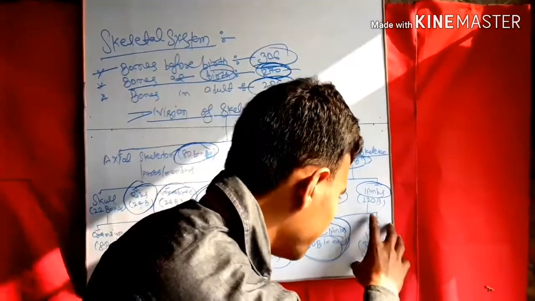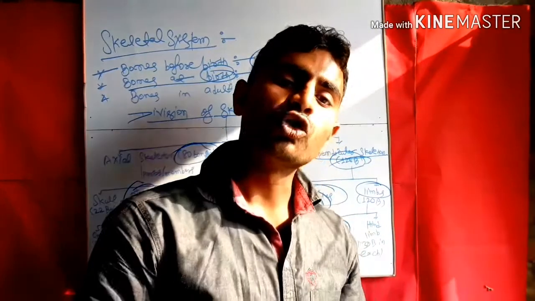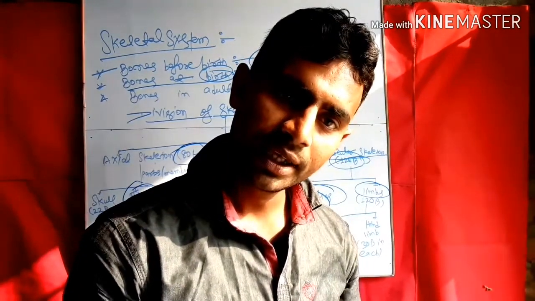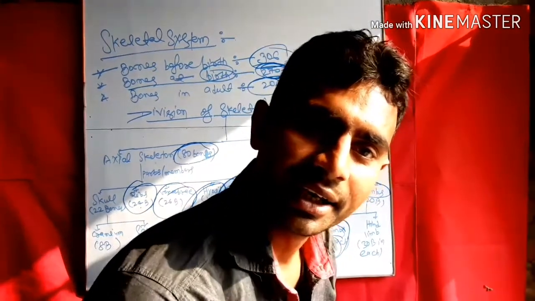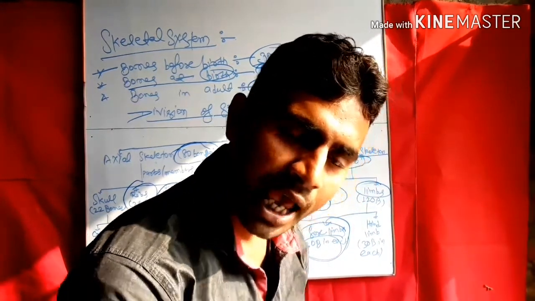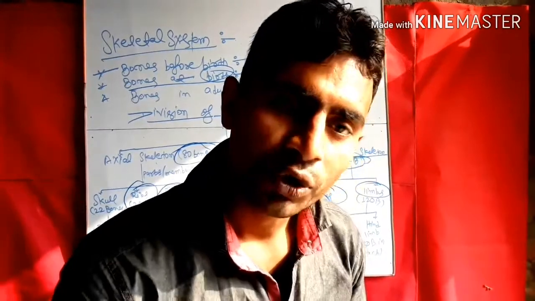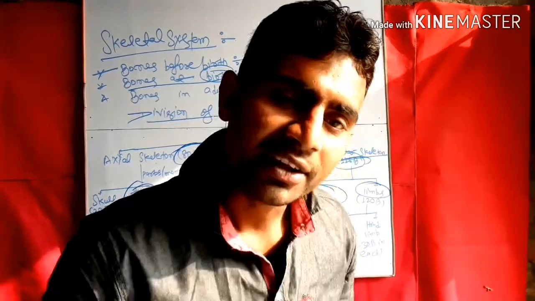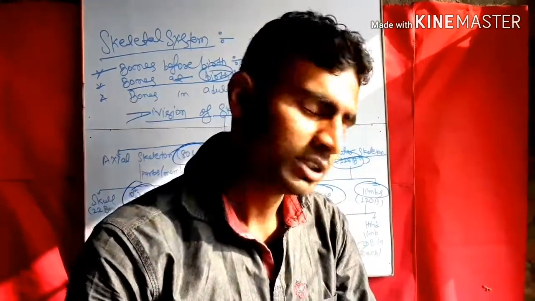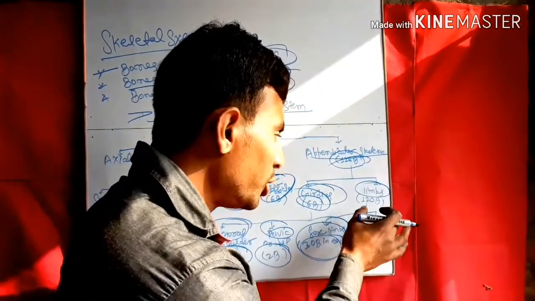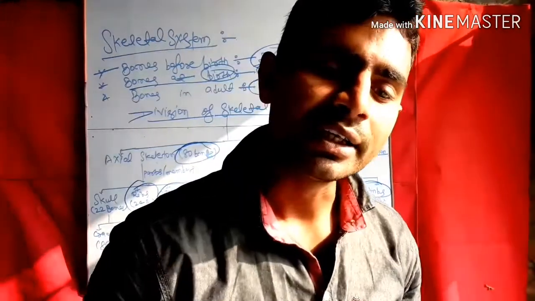And the hind limb is the bones of the leg. Each leg has 30 bones, and we have one pair of legs. So 60 bones in legs and 60 bones in hands. In this way, 120 bones are present in the limbs.